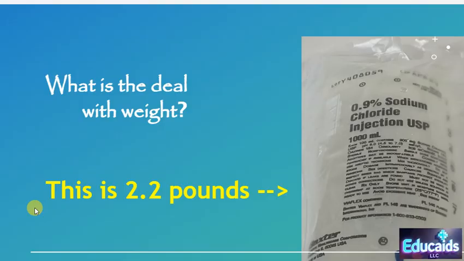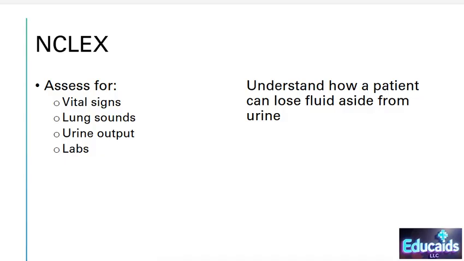And so finally, to wrap this up for just the fluid imbalance portion of our lecture today, the NCLEX wants you to understand vital signs, what your lung sounds sound like for people who maybe have fluid overload, what the expected urine output is on your patient, what your abnormal labs would look like for a patient who is dehydrated versus overhydrated, and understand that a patient can lose fluid aside from urine, and things to anticipate with that.